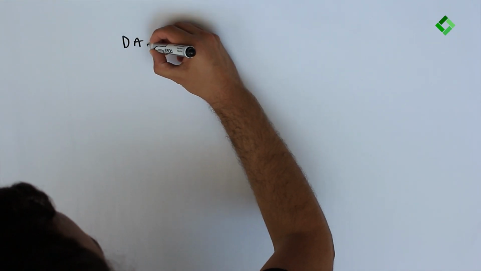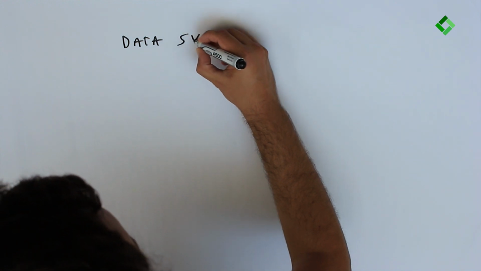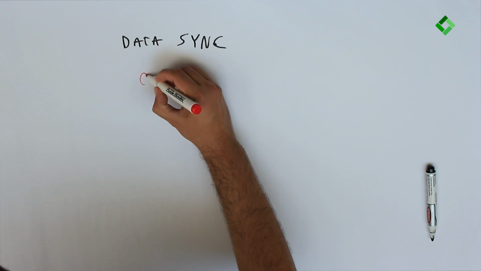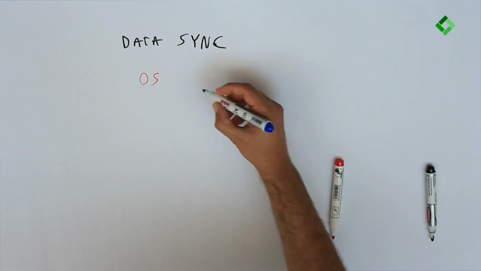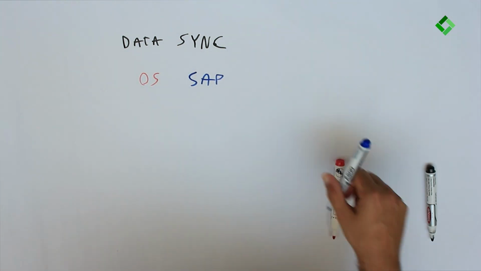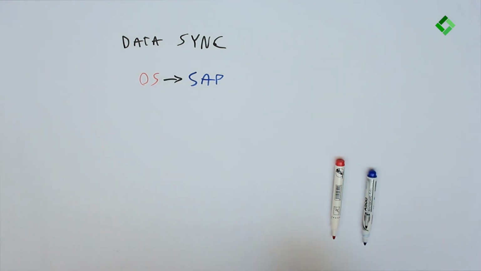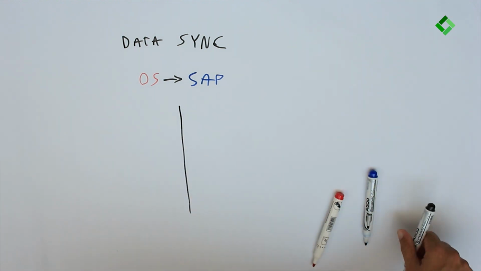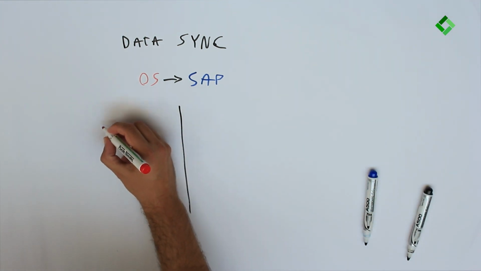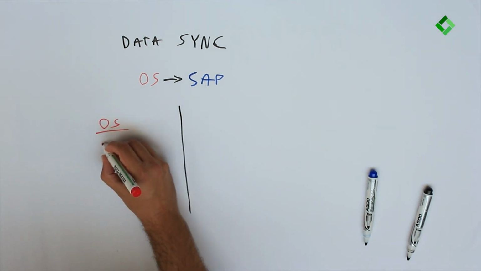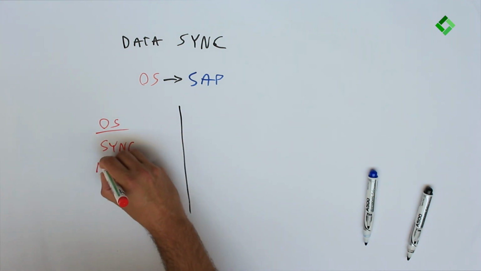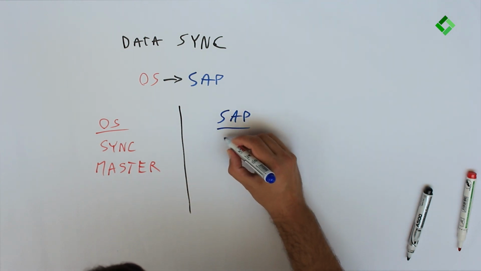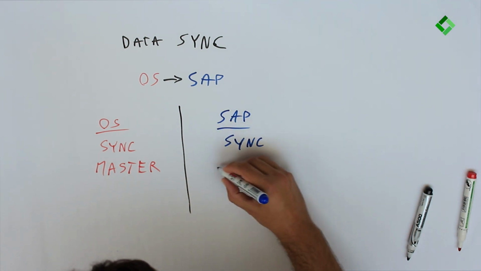Hello and welcome to our data synchronization video, where we are going to discuss two different approaches for synchronization of information between OutSystems and SAP. The objective of these synchronizations is to have SAP data brought to OutSystems to be used in different applications. We will discuss the approach where OutSystems is synchronization master, and also the other approach where SAP will be the synchronization master.